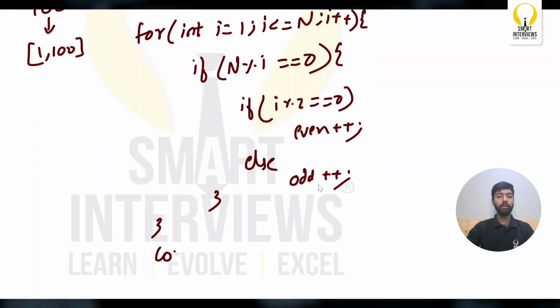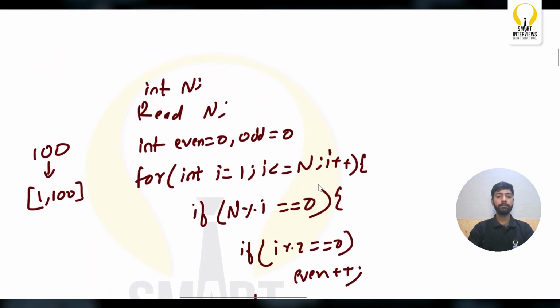At the end, what can I do? Simply print both odd, even. Let's convert the same thing to the code.